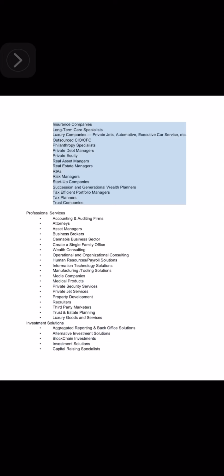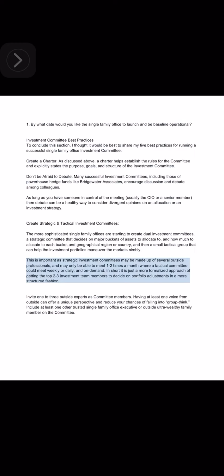And then a small tactical group that can help the investment portfolios maneuver the markets nimbly. This is important as strategic investment committees may be made up of several outside professionals, and may only be able to meet 1-2 times a month, where a tactical committee could meet weekly or daily, and on demand. In short, it is just a more formalized approach of getting the top 2-3 investment team members to decide on portfolio adjustments in a more structured fashion.